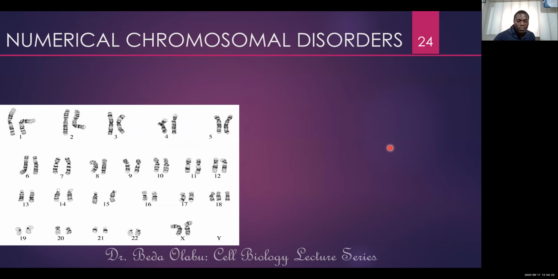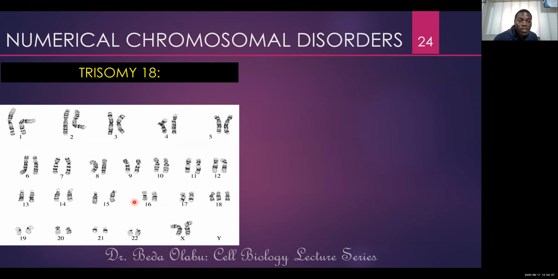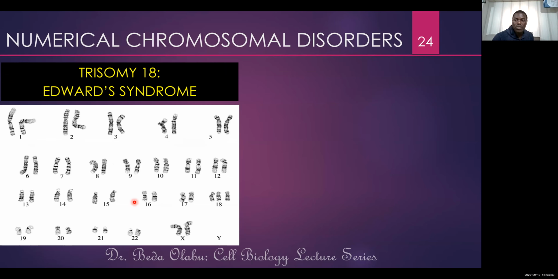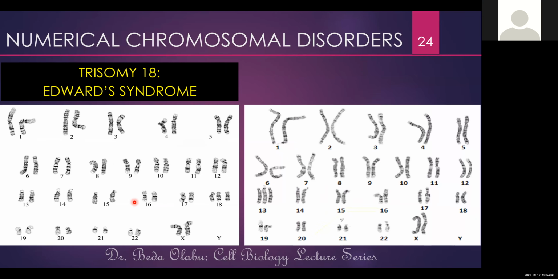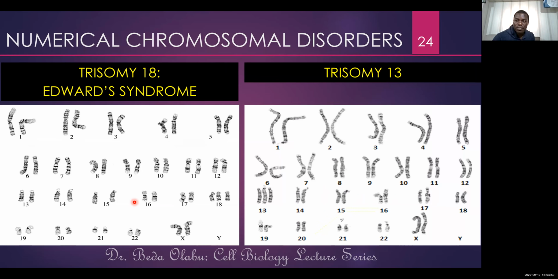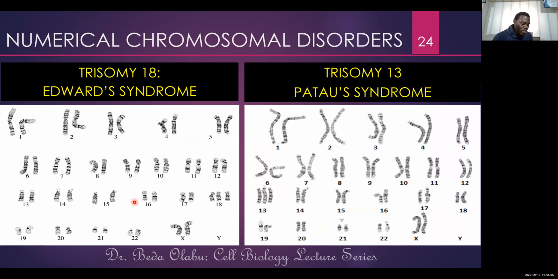How about this one? Anyone? Trisomy 18. Very good. Someone with trisomy 18 is someone with what we call Edwards syndrome. Lastly, this one. How do you want to call that? Trisomy 13. Good. Trisomy 13 is someone with Patau syndrome.